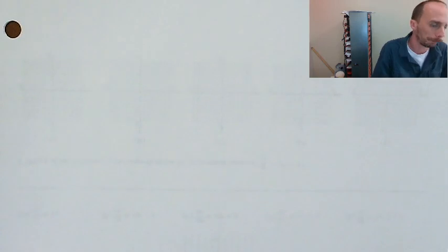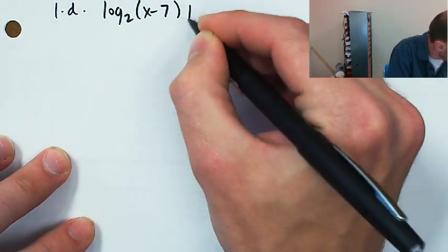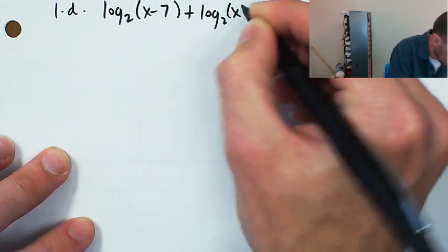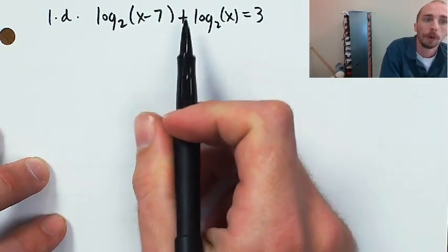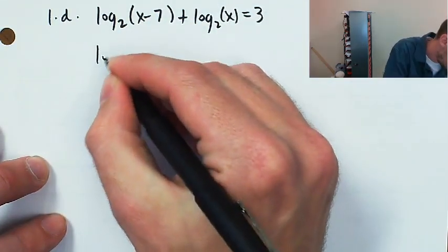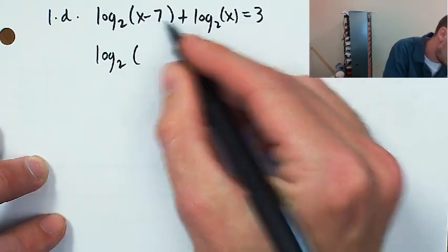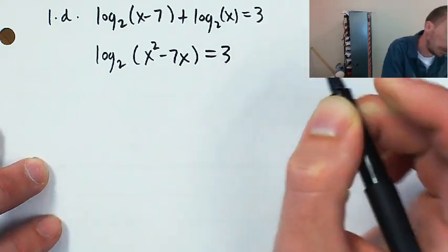The next one, I get the feeling I'm going to need some more paper. Okay, for 1D, I've got 2 logs, so I'm going to need to use a property. So log base 2 of x minus 7 plus log base 2 of x equals 3. Okay. So I'm adding 2 logs. I can multiply their arguments. So x minus 7 times x would be x squared minus 7x. That's going to equal 3.